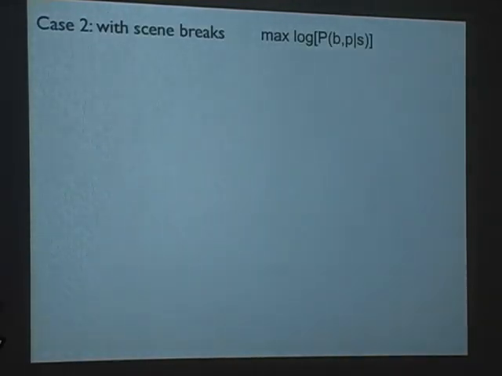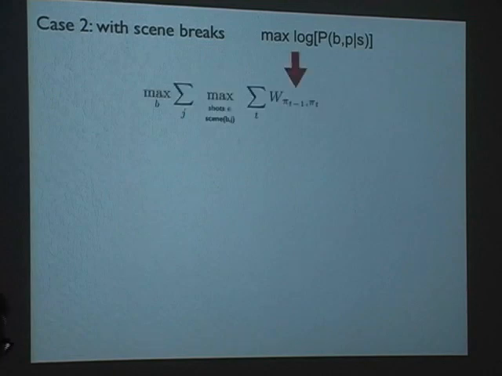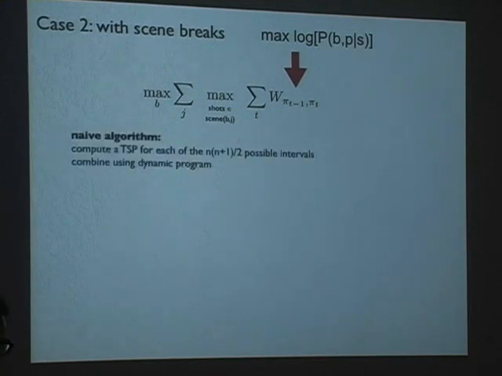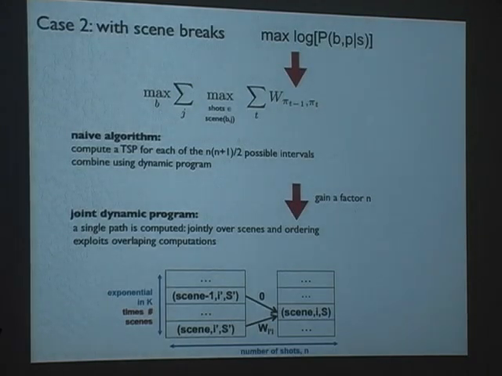So now let's go back to our initial problem, which was you have to jointly segment into scenes and also to find the shot reorderings. So this amounts to doing this for every single interval, finding the best shot permutation for each interval. So the naive algorithm would be to compute a TSP for each of the n choose 2 possible intervals, and then combine using dynamic programming. It's tractable, but it's very expensive. So we're going to do a joint dynamic program over the scene labels and the shot reorderings. And we can see that we're going to gain a factor n by including in the state space also the scene label.